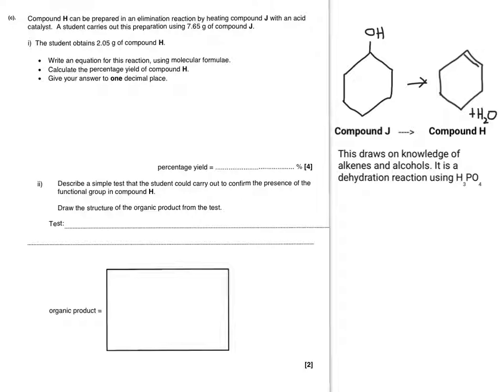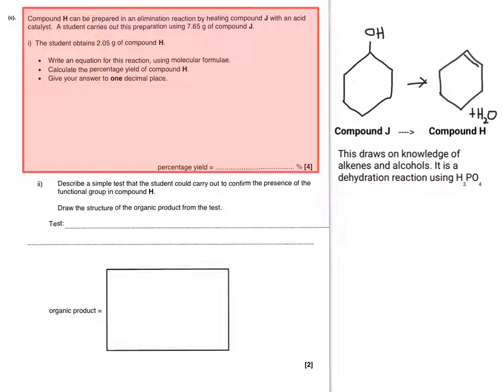So to complete the equation, you need to put H2O in there, obviously, because it's dehydration. So the first thing they want is an equation for the reaction, but they want you to use molecular formulae. If you were to write it in the way that I've just written it, it wouldn't actually get you any marks because you've been instructed to use molecular formulae. So the first thing to do is to convert that to molecular formulae. So that would be C6H12O, giving you C6H10 plus H2O.